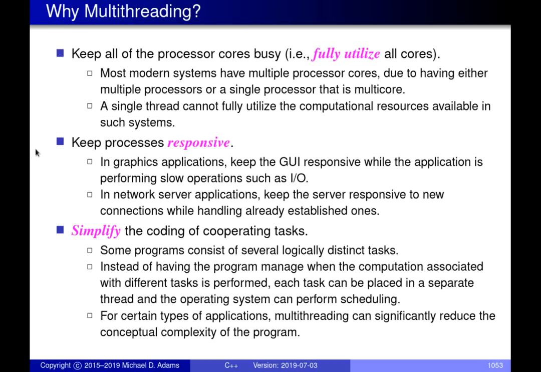Another reason that we might go with multi-threading is in order to keep the process responsive. So just as an example, maybe you have some graphics application with a graphical user interface, and you have some operations that the program needs to perform that are quite slow. You don't typically want to have really big lags in the response between user inputs to the graphical user interface, like maybe a mouse click or they type something on the keyboard and then they have to wait for 30 seconds for something to happen in response to that.